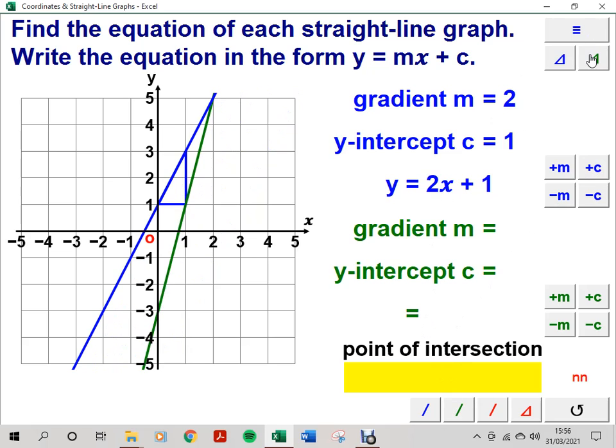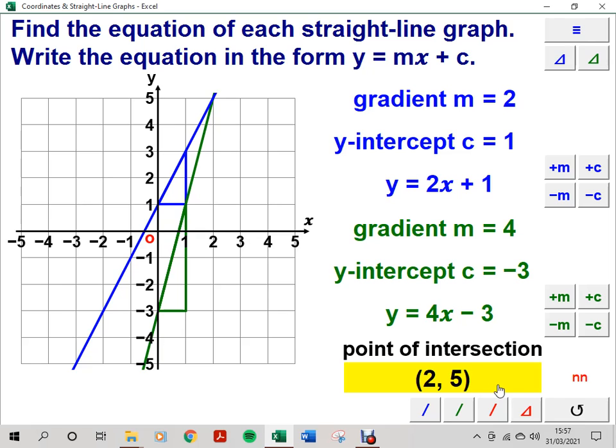Its gradient triangle shows that each time x goes up by 1, y increases by 4, so m equals 4. It cuts the y-axis at minus 3, so c equals minus 3, which gives y equals 4x minus 3. We can identify the point of intersection here as (2, 5), which is easy to find since this is a lattice point where two grid lines meet.